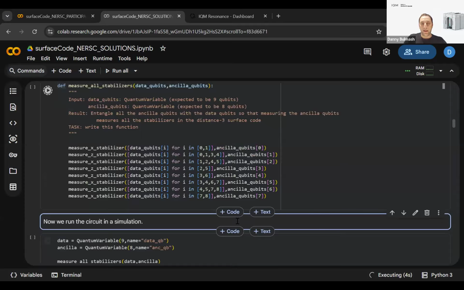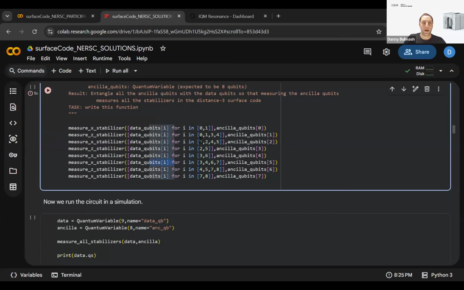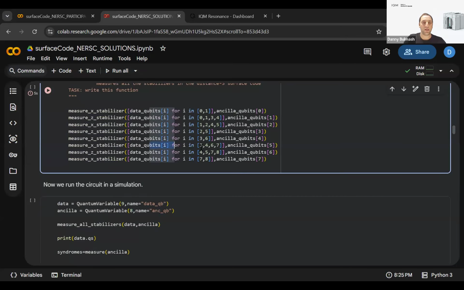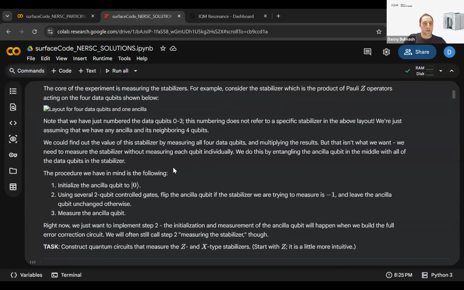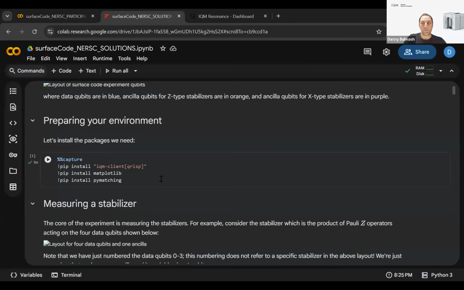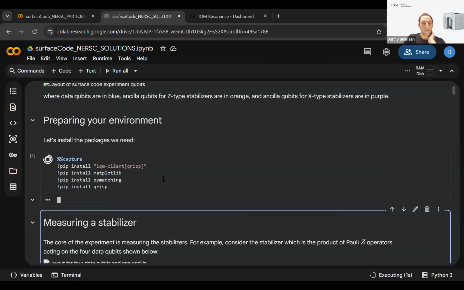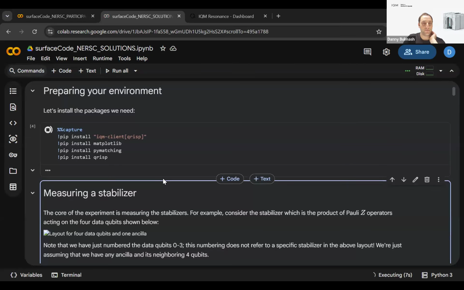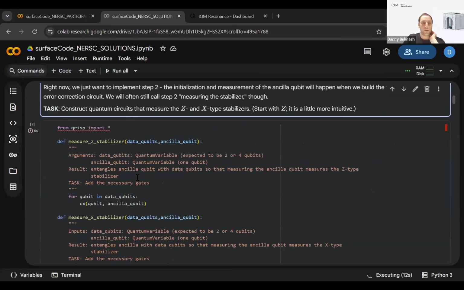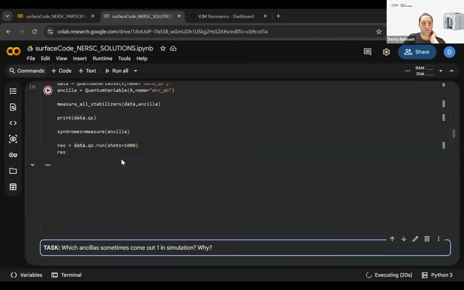Okay, so a little bit of this is the measure all stabilizers function. It's just been completed. I wrote it a little bit differently. But we can run this in simulation. Oops, I somehow missed my import. Oh, I had the same problem as you all. For some reason, this time when I ran it on Colab, it didn't work. Peculiar. Okay, so that's going to run. Let me just get this all running for when the install fixes.